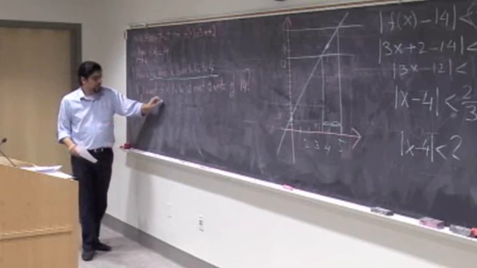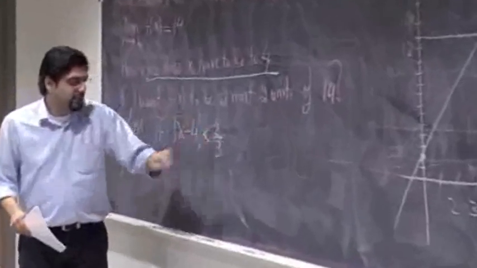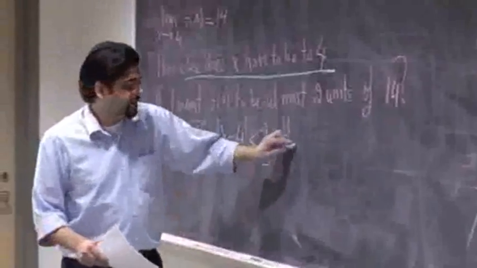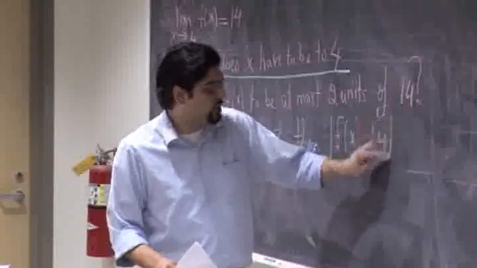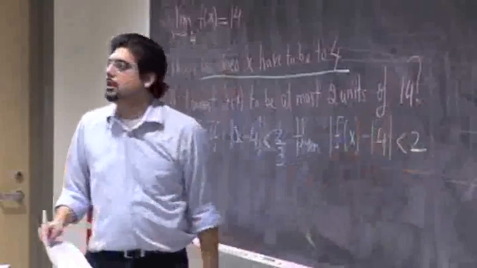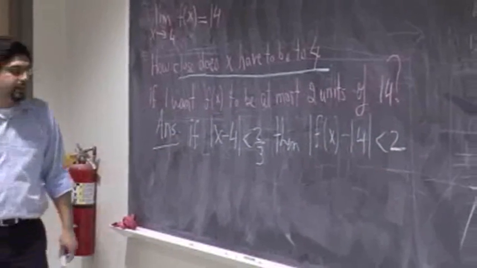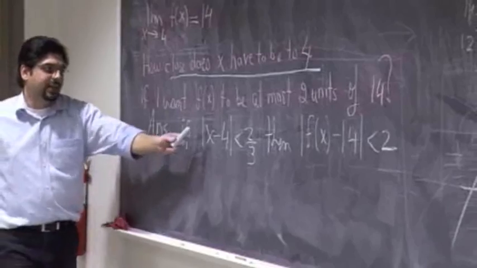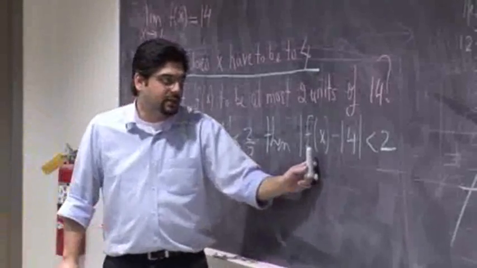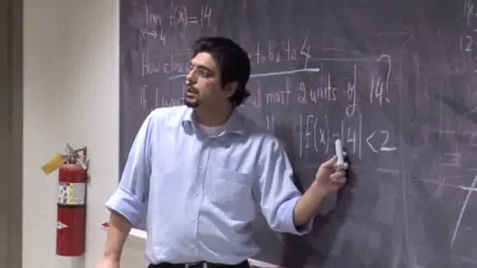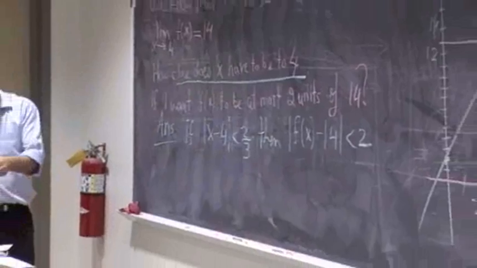If x is at most 2/3 units away from 4, then f of x will be at most 2 units away from 14. That's the answer to the question. I'll say it again. If x is at most 2/3 away from 4, then f of x will be at most 2 units away from 14. Okay? Is that clear?